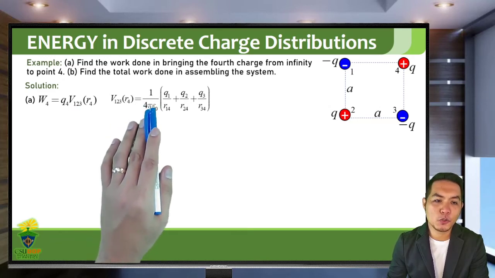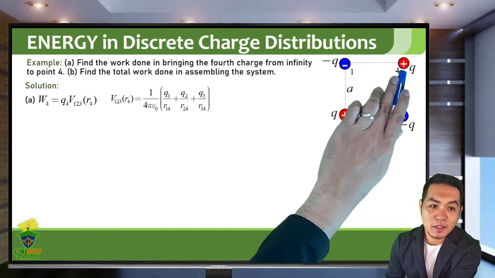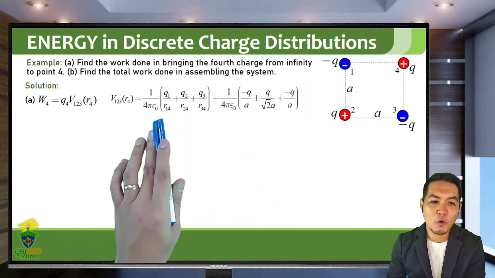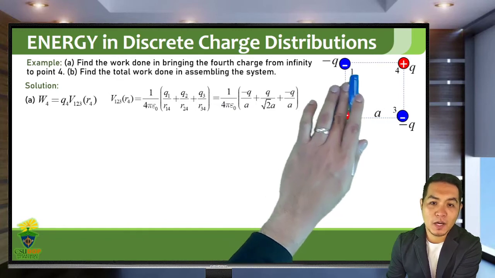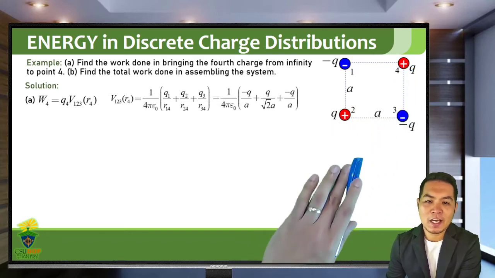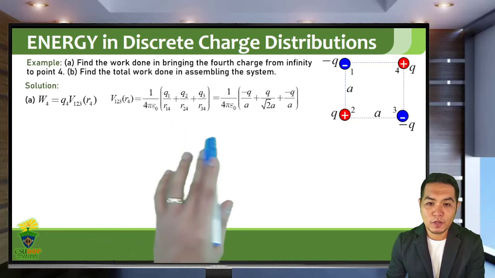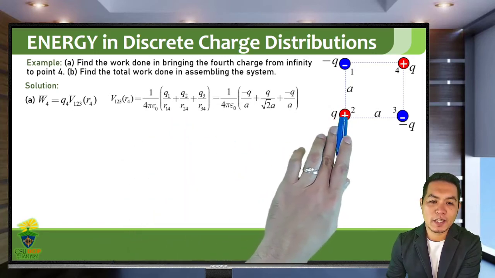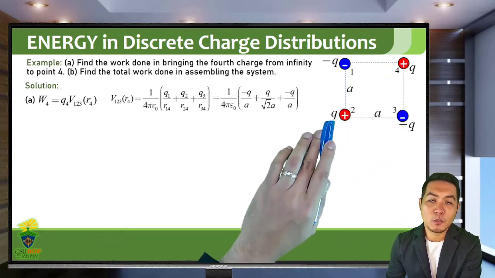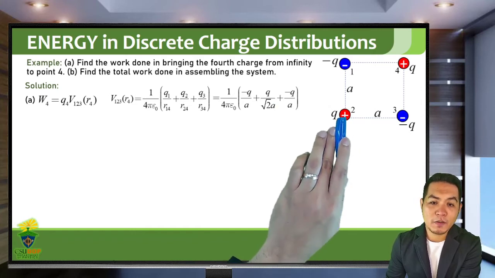So the potential due to Q1 at point 4 is just K, which is 1/4 pi epsilon naught, times Q1, which is negative Q, over R14. R14 is the distance from Q1 at point 1 to point 4, and that is just, in this case, side A. Now, for the potential due to Q2 at point 4, we need to find its potential contribution at point 4. Then you have K and then Q, which is positive, over R24, which is the distance from point 2 to point 4.